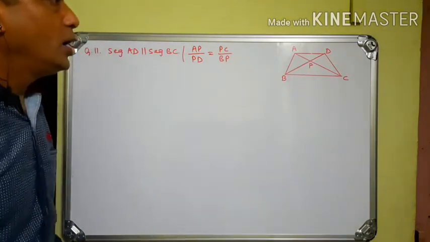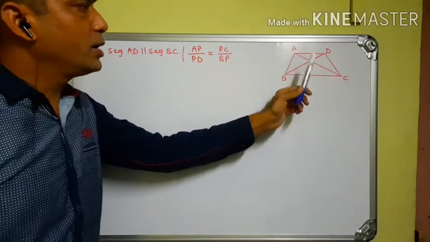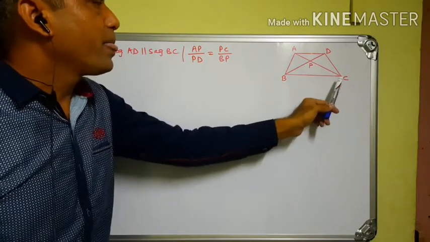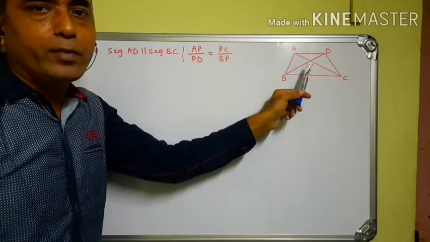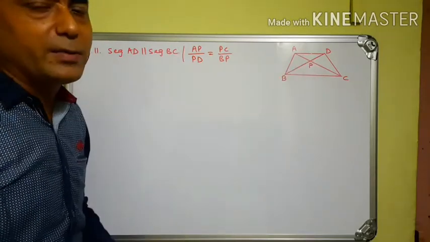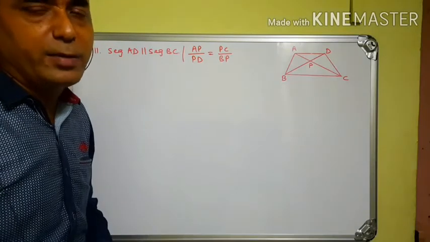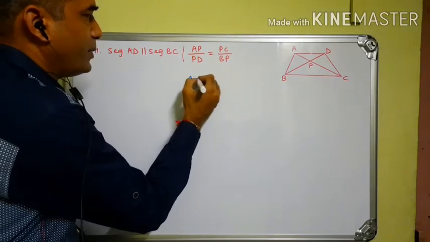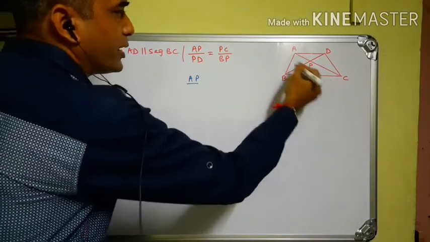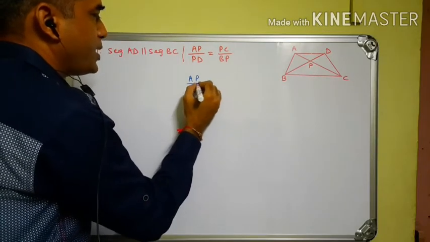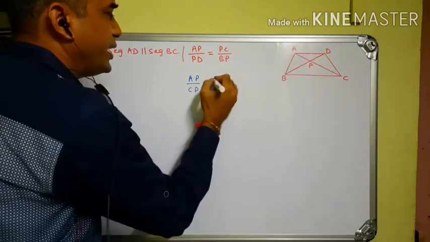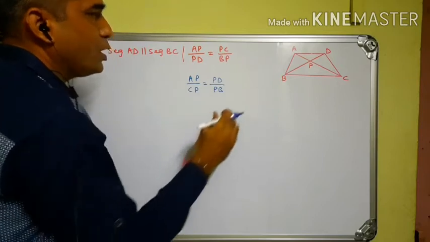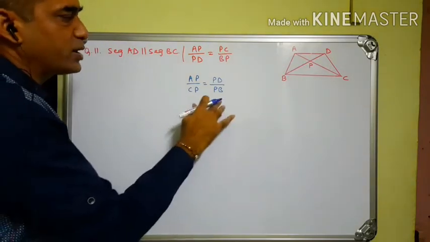So now students, look, if we prove these two triangles, triangle APD and triangle CPB, similar, then the corresponding sides will be proportional. So what will be the corresponding sides? The corresponding sides will be AP upon its corresponding side CP, AP upon CP equals PD upon PB. If the two triangles are similar, we can write the corresponding sides are proportional.